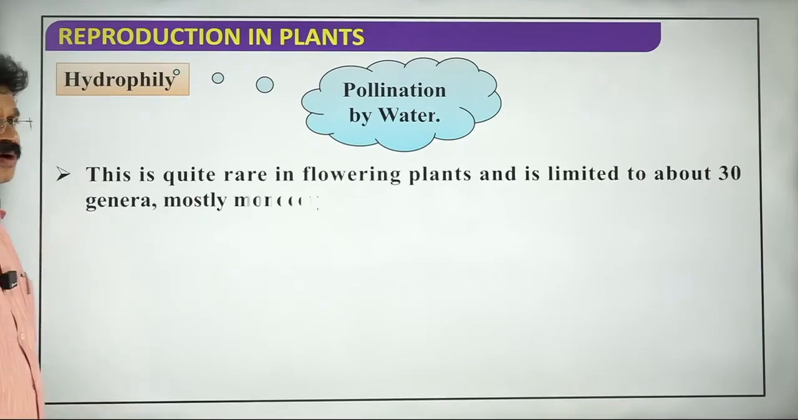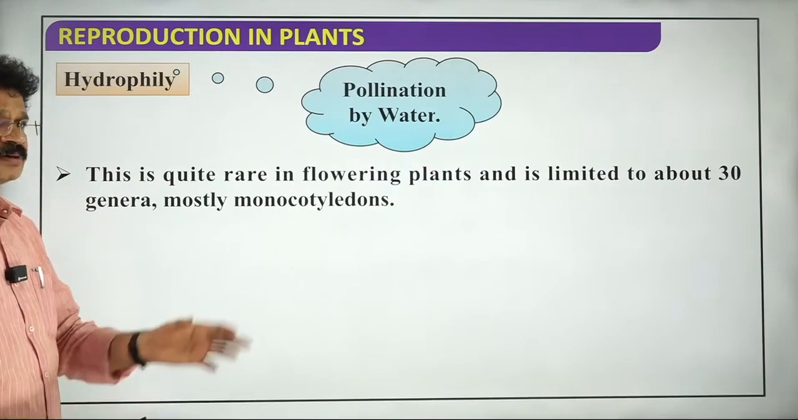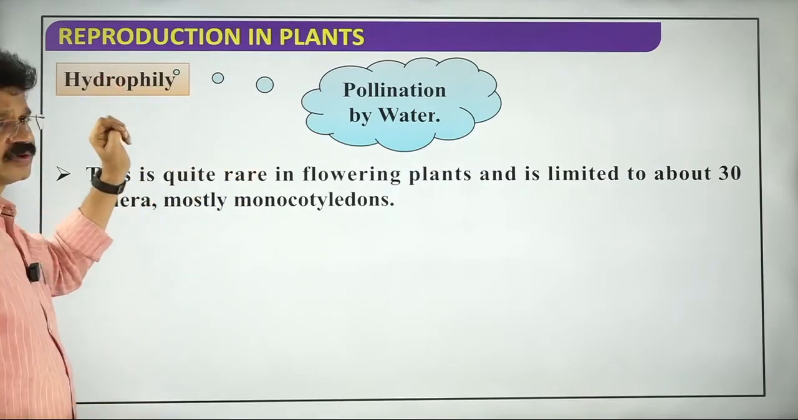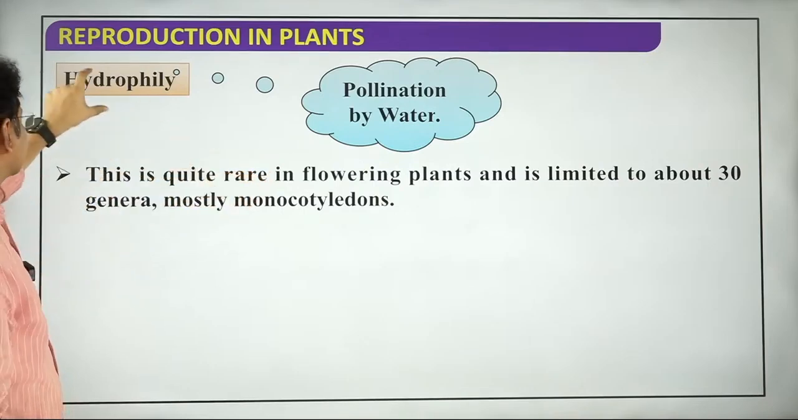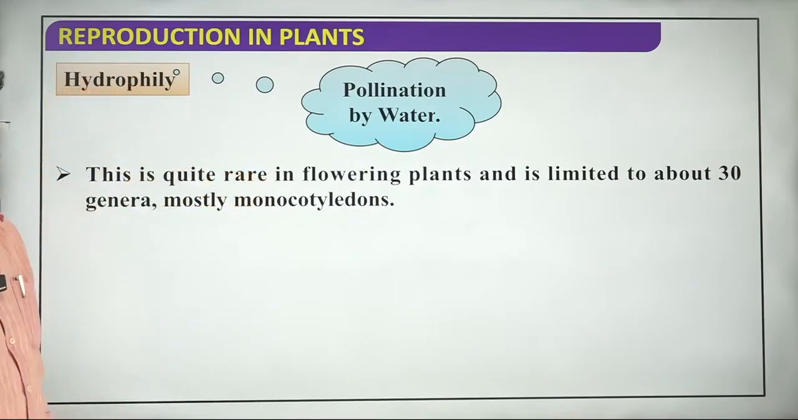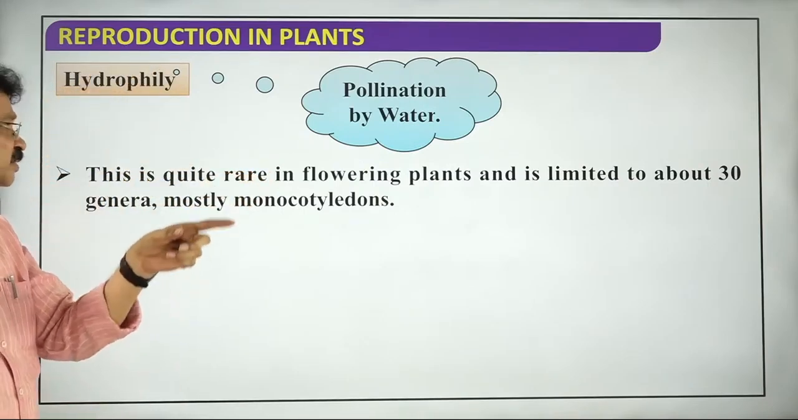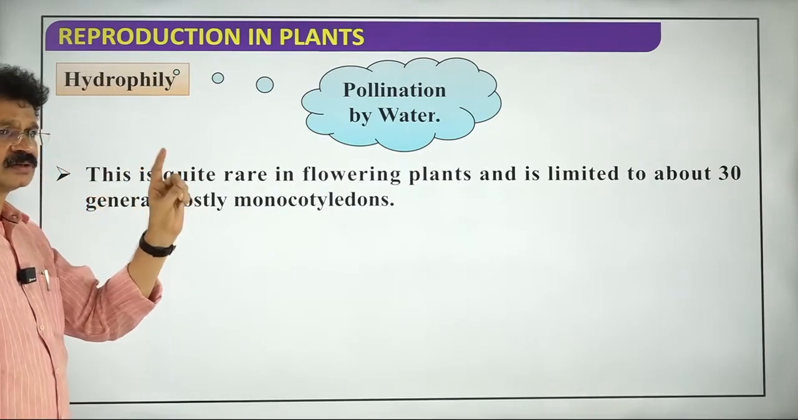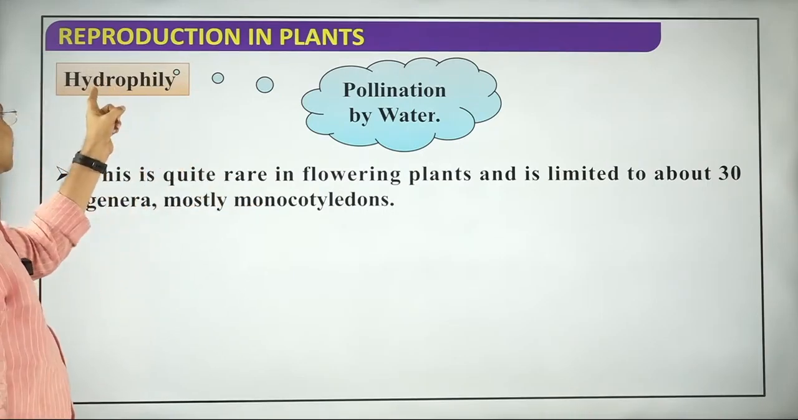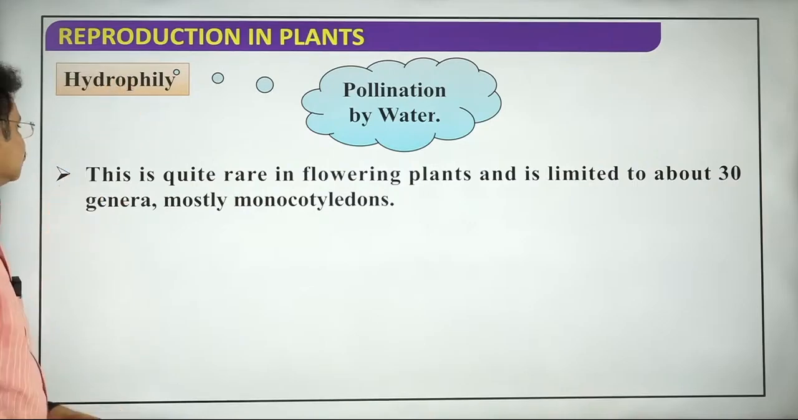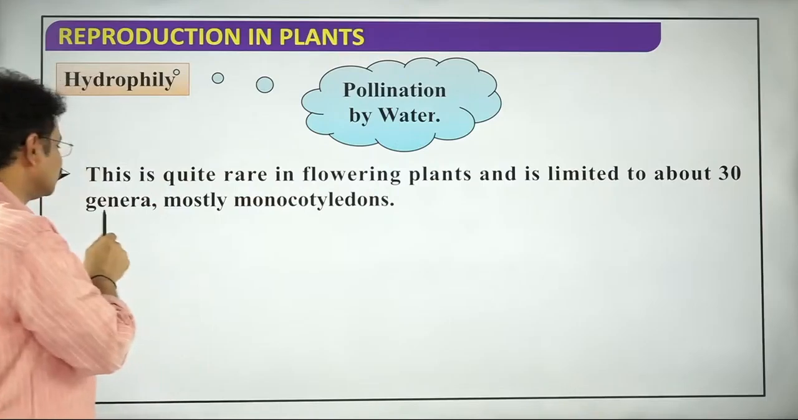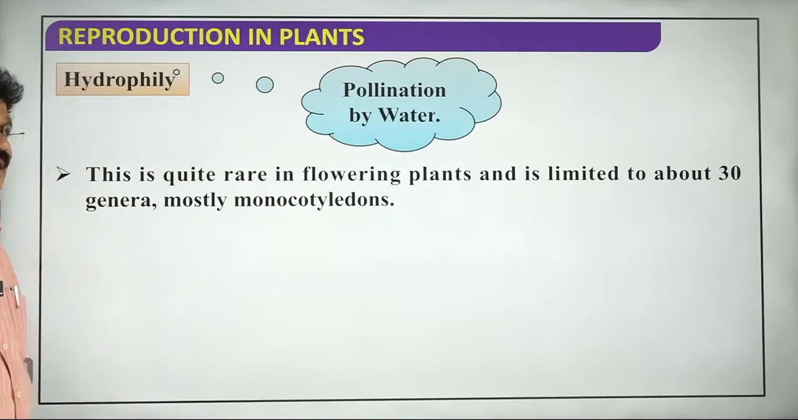But among these three types, anemophilous, hydrophilous, and zoophilous, the very rare type of pollination is hydrophily. The most common type of pollination is zoophily. Most common is zoophily, rare kind is hydrophily. It is quite rare in flowering plants and limited to only about 30 genera.